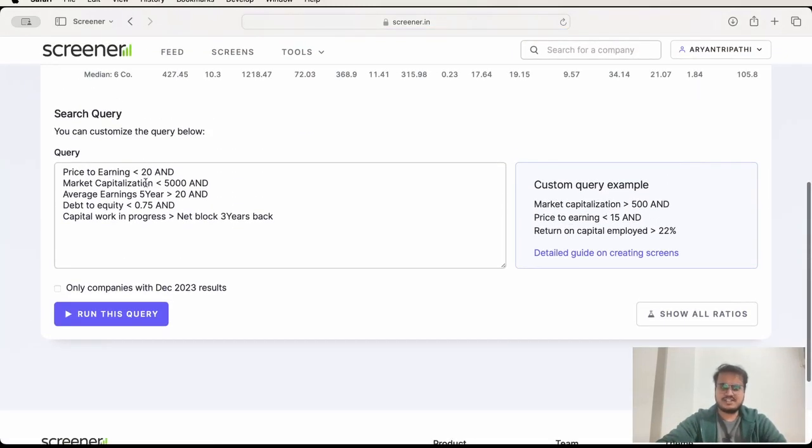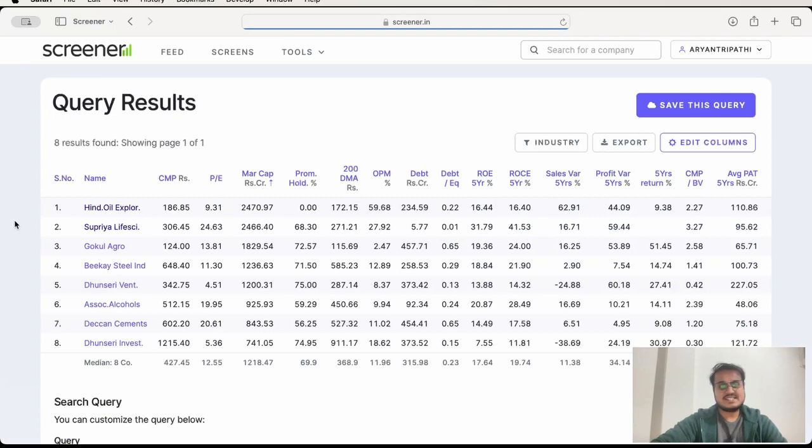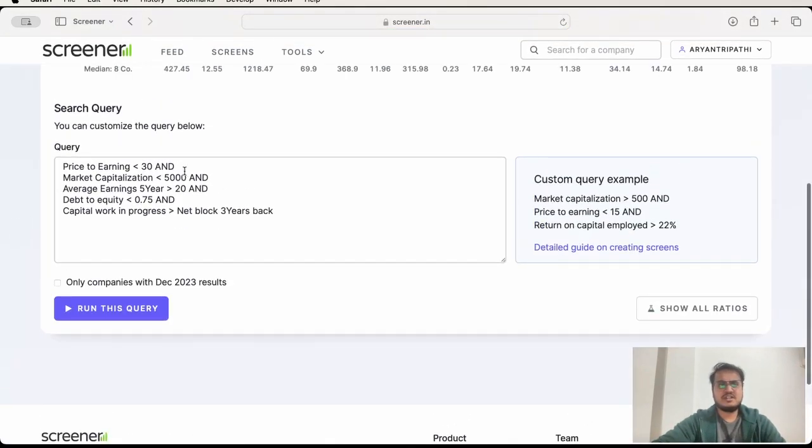So P/E less than 20, very strict, because after this rally there are very few stocks under 20, so the result is less. If you want to become more extensive, you can put 30, and the result becomes 8. It's still only 8 because the other criteria are very strict. Capitalization less than 5,000, so I'm looking for micro caps here. Average earnings of 5 years is 20, debt to equity is 0.75, and capital work in progress is greater than last year's. So basically the company has a lot of capex going on.